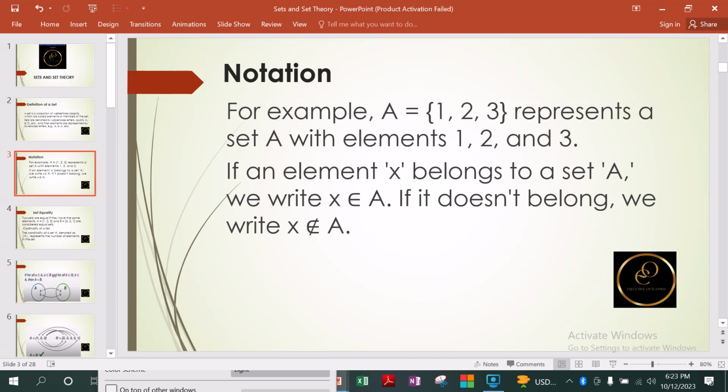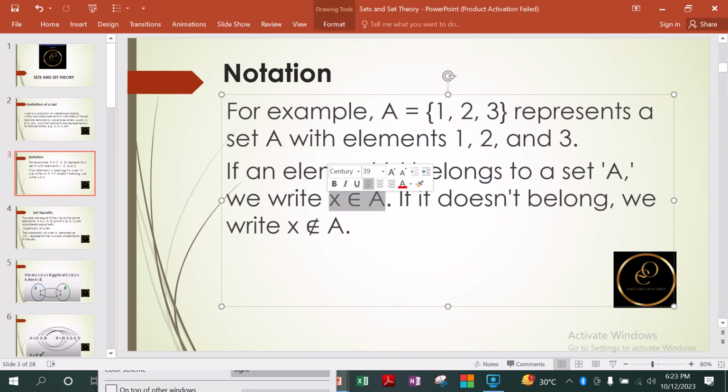If an element belongs to set A, we write x with this Greek letter; that's how we write x belongs to A. If it doesn't belong to A, we write with a cross on this Greek letter to show that x does not belong to A.